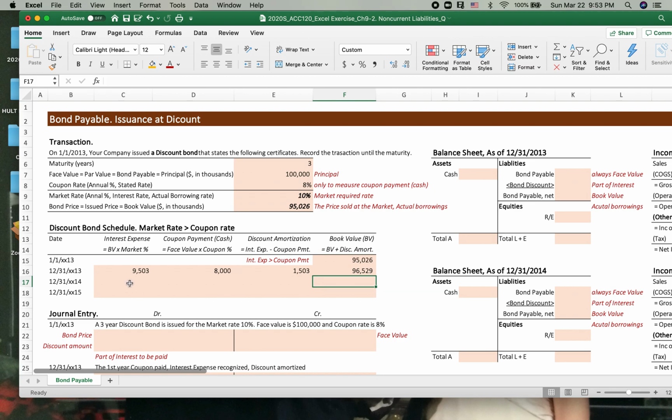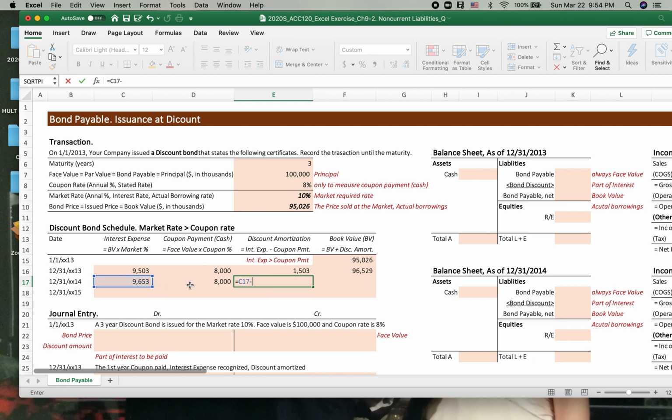Got it? The next year, the company also should recognize interest expense, book value times actual borrowing rate. Now it is 96,525 times the market rate. And the coupon payment is still the same. Every year, the actual cash payment to the investors is always the coupon amount. But it's not based on actual borrowing times the market rate, just the coupon amount. So the difference between the two is 1,653. It should be added to the book value.